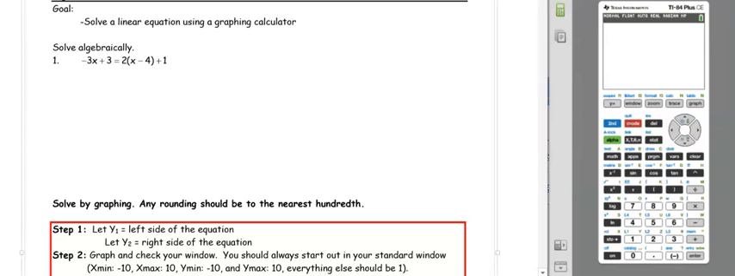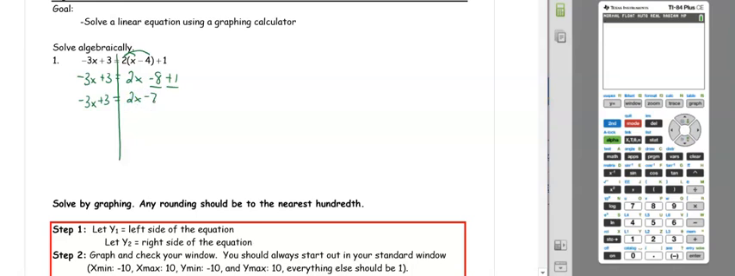So when I solve here, I have negative 3x plus 3 equals 2 times the quantity x minus 4 plus 1. First thing we're going to do here is distribute that 2. So we get negative 3x plus 3 equals 2x minus 8 plus 1. Then we can combine the negative 8 and the 1. So we have negative 3x plus 3 equals 2x minus 7.